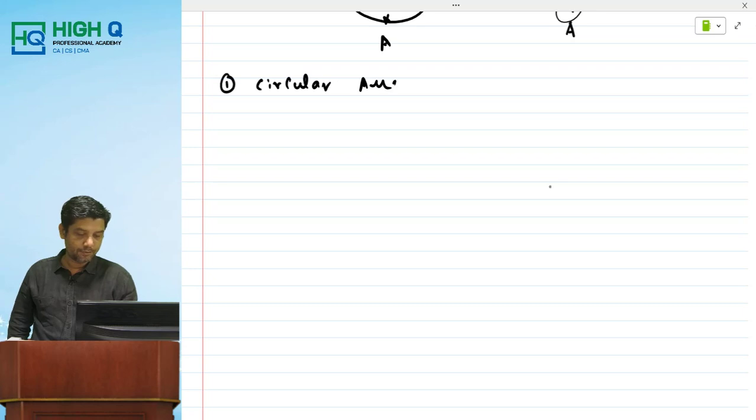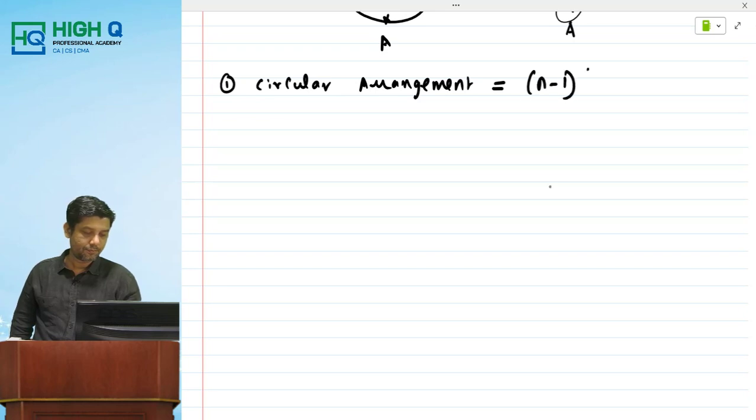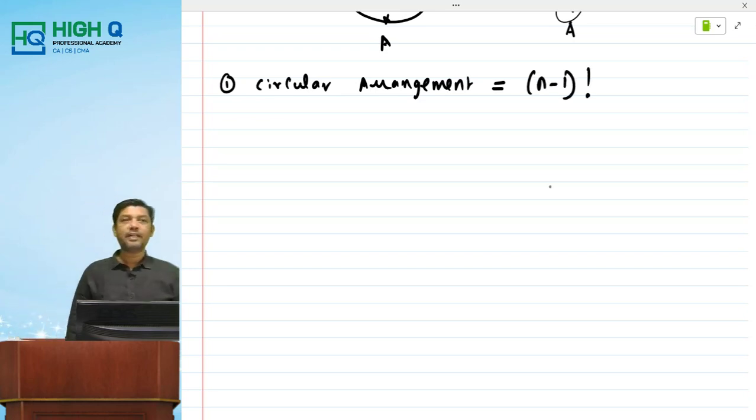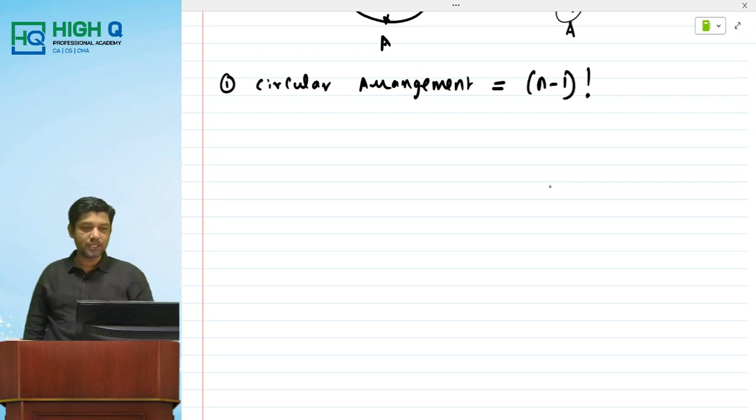Circular arrangement. What is it? N minus 1 factorial. This is the formula. Now listen here.